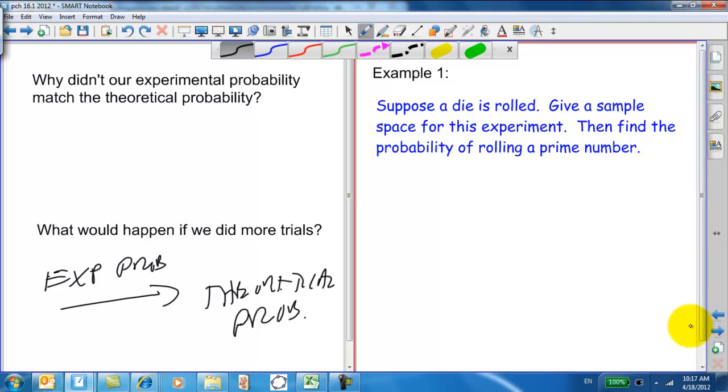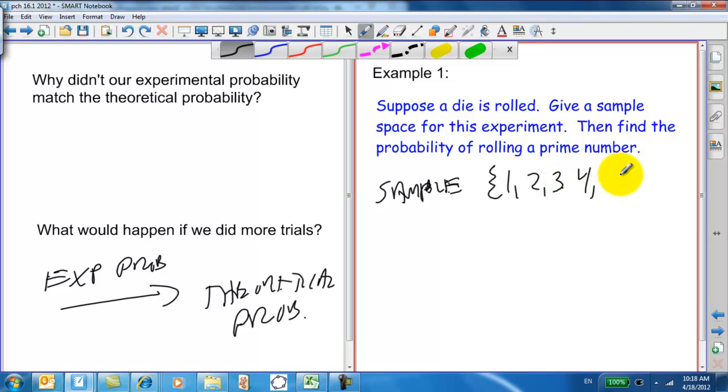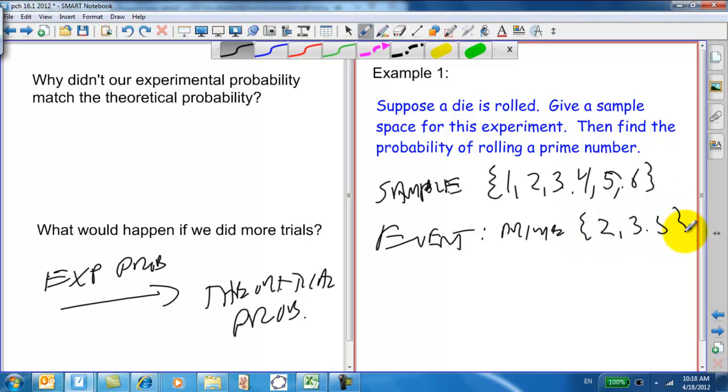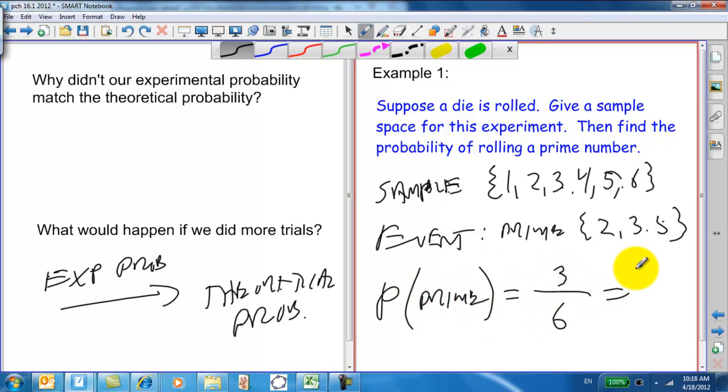So here's our first example. Suppose a die is rolled. Give a sample space for this experiment, then find the probability of rolling a prime number. Okay, so the sample space, make sure your sample space is all equally likely events. Any one of the numbers 1, 2, 3, 4, 5, 6, that's our sample space. The event we're looking for is a prime number, and that's just 2, 3, or 5. So the probability of a prime equals 3/6 or 1/2.